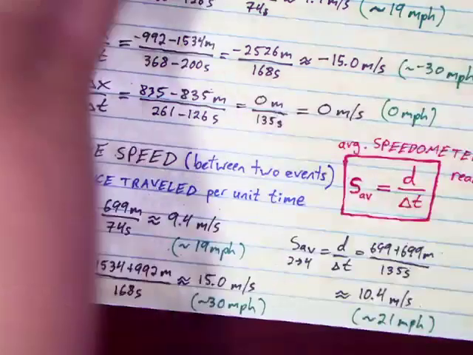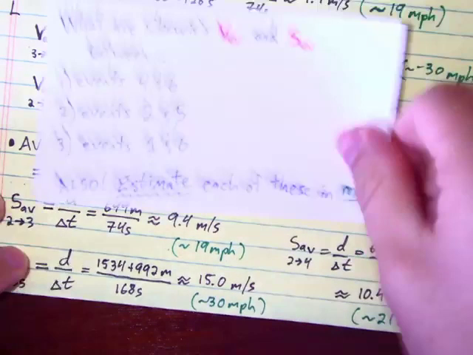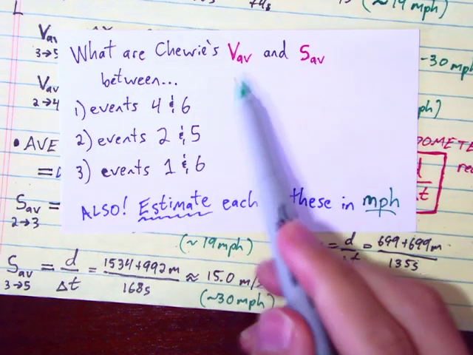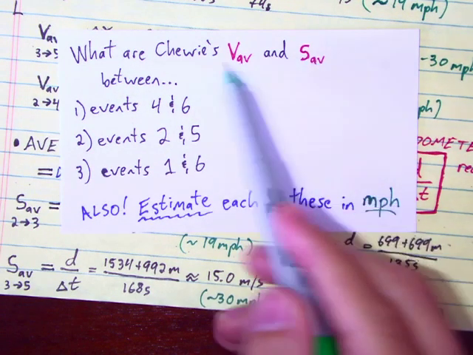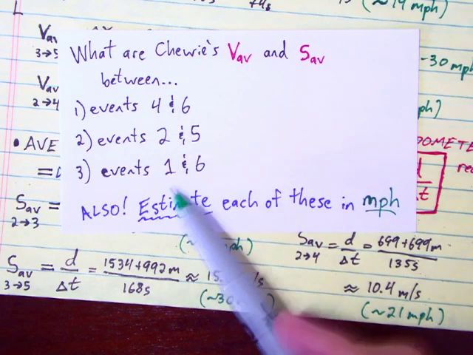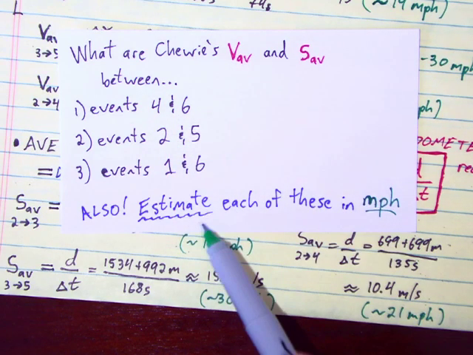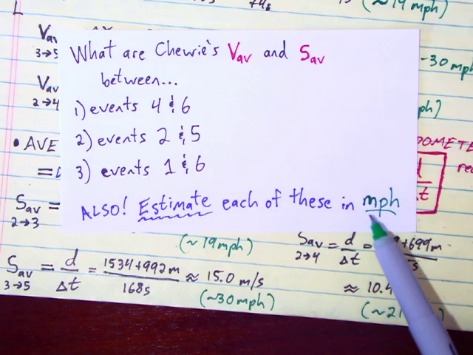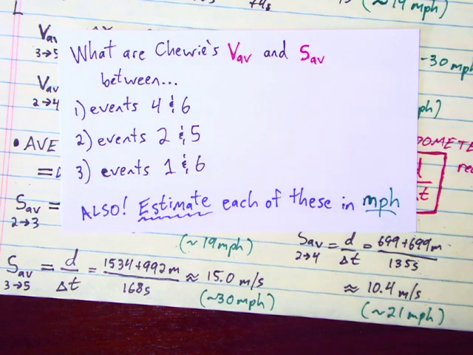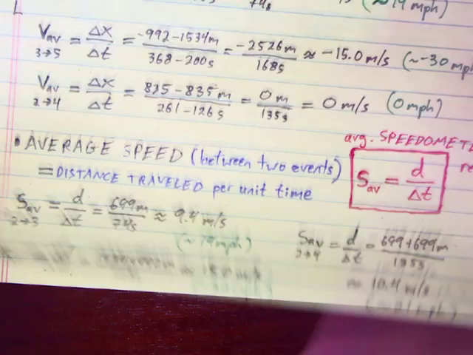Okay, I want you to practice some of these on your own. Pause the video for a moment and work out Chewy's average speed and his average velocity between each of these pairs of events. And then when you're done, then estimate each of those in miles per hour. So in your head, convert from meters per second to miles per hour using that approximate value of 1 meter per second is 2 miles per hour. Okay? Ready? Here are the answers.